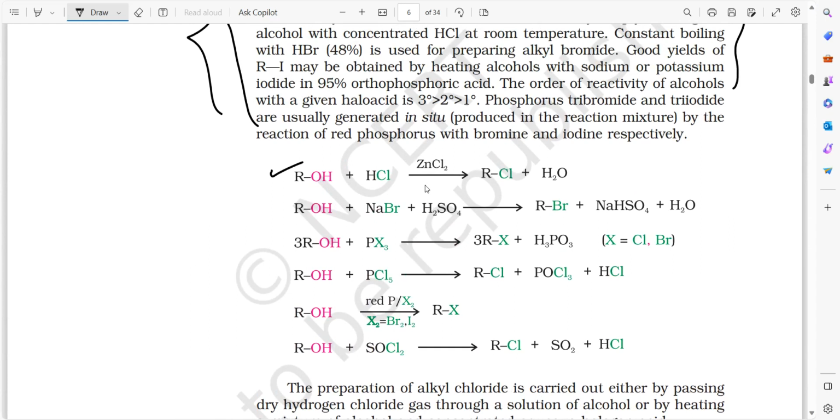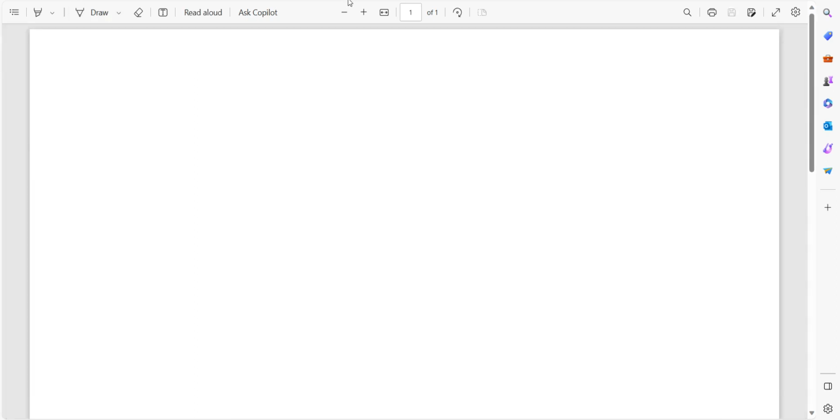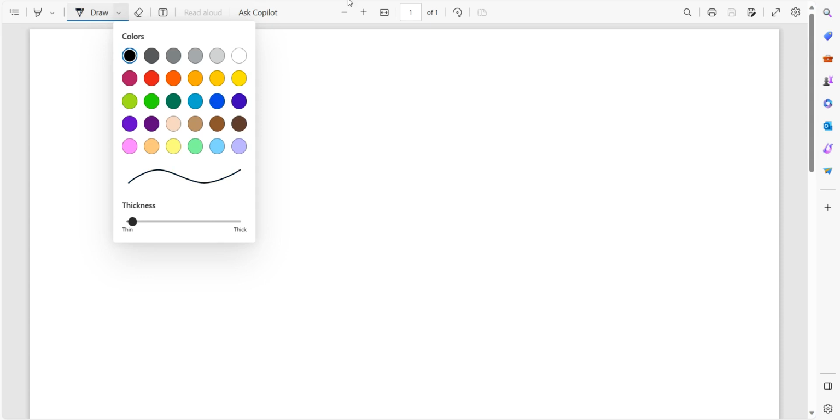Here we observe that when alcohol is reacted with concentrated HCl in the presence of ZnCl2, that means zinc chloride, it gives rise to alkyl halides, and water is produced. Now let us try to understand its mechanism first. This mechanism can be understood by using the whiteboard.